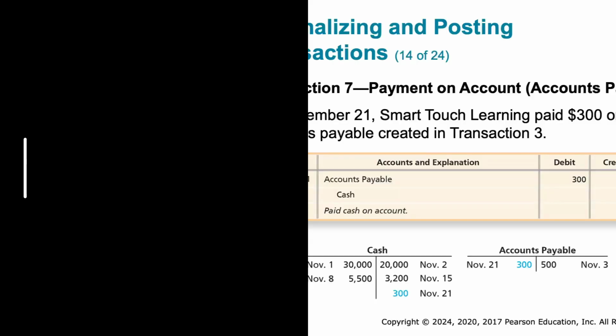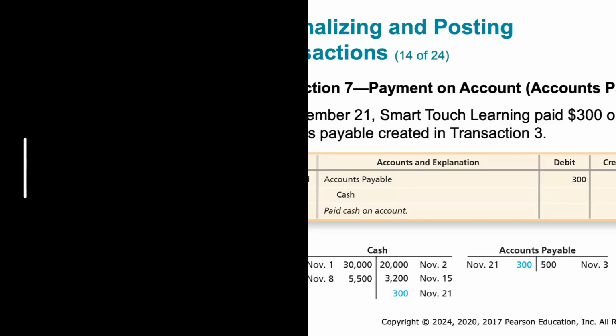And accounts payable is now going down. That is decreasing because we're decreasing the amount that we owe. So accounts payable is decreasing with the debit. So accounts payable is a debit, $300, decreasing the amount that we owe the customer. Cash is decreasing because that's what we're paying to decrease the account. That is going down, so that is a credit. So accounts payable is a debit, it decreases. Cash is decreasing as a credit, and paid on account.